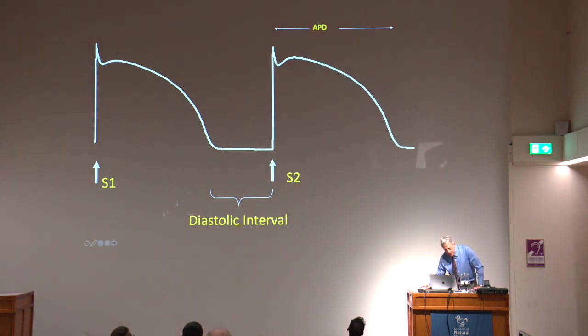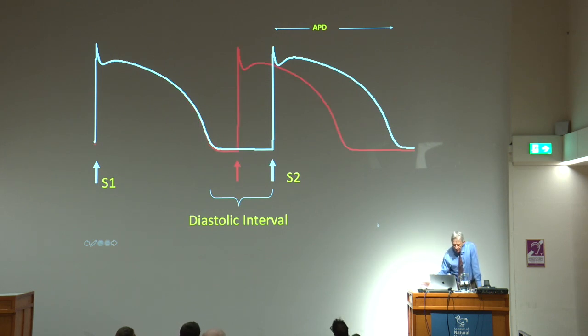Here's a cardiac action potential produced by a stimulus. During the diastolic interval, the ions are all being pumped back out of the cell and into the cell. And you wait a nice long diastolic interval and you give a second stimulus and you get an action potential identical to the first.